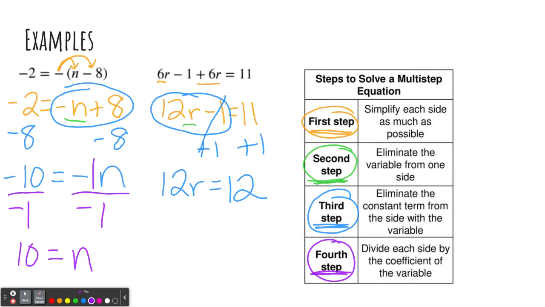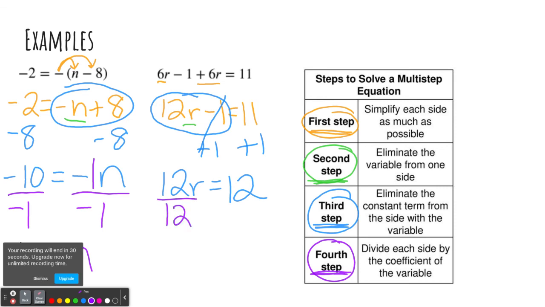Our fourth step is to divide each side by the coefficient of the variable, or the number in front of the letter. So we're dividing both sides by 12. That will leave us with r equals 1.